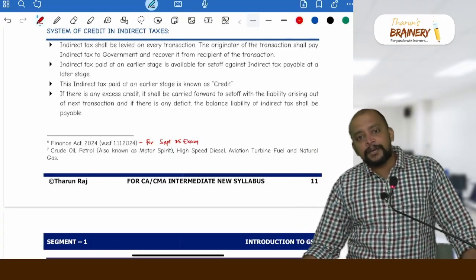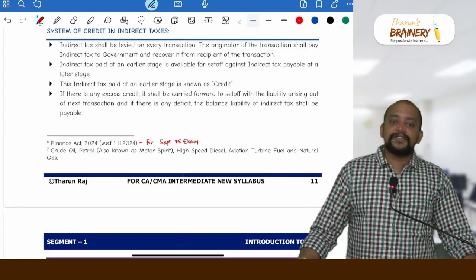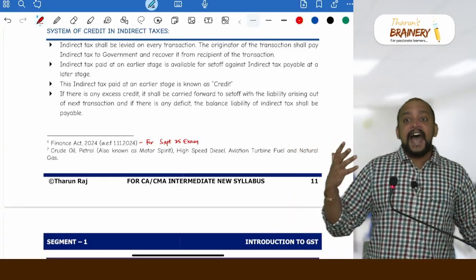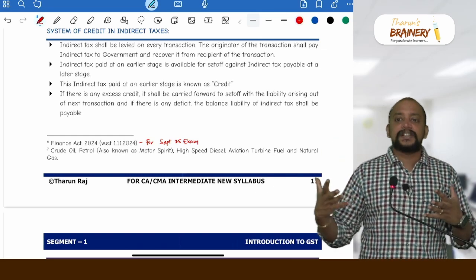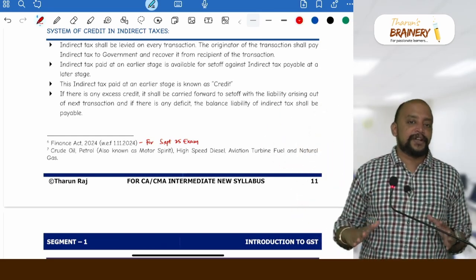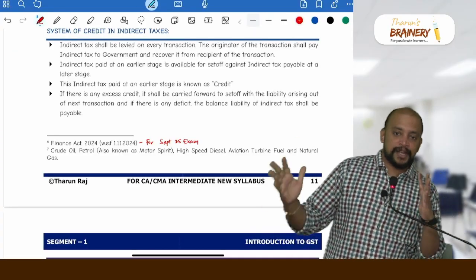Sir, will it come into the ambit of GST? Yes, possible. It will be coming into the ambit of GST. Right now it is excluded temporarily, as and when the council decides. Council means central government and state government together. Whenever they decide, it will come into the ambit of GST. Until that point of time, it is excluded from the ambit of GST.